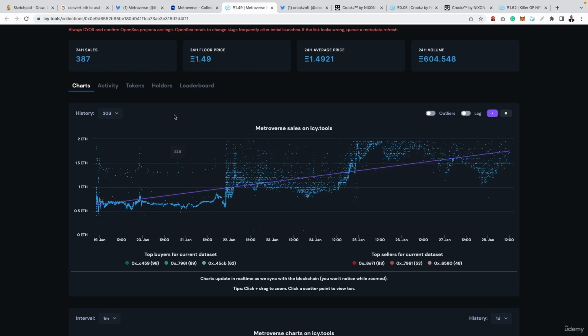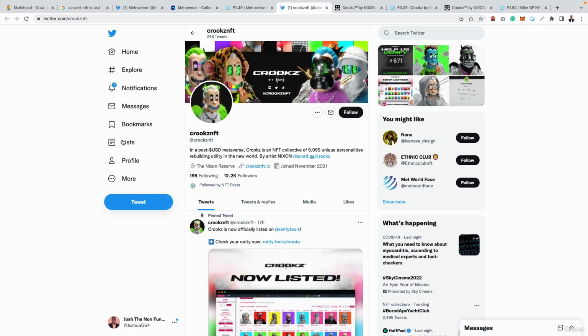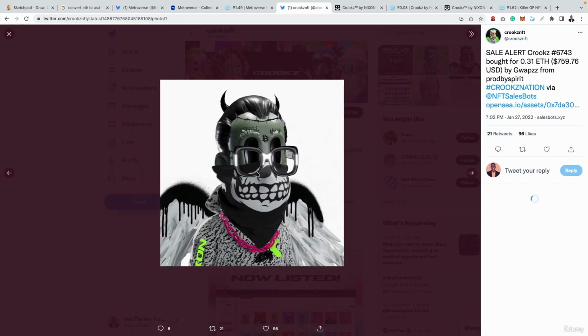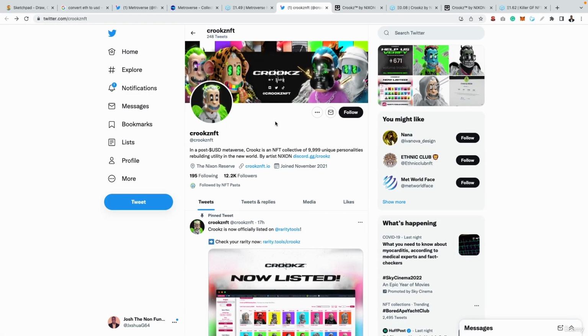So let me go ahead and give you another example and just show you how this is pretty much the pattern that the majority of these collections follow. So here we have another project called Crooks NFT. It's not as big as Metroverse. They've got 12,200 followers, so still a very solid number. You can see what the artwork actually looks like. We've got these clowns, I believe, or crooks. Actually looks a little bit cool.